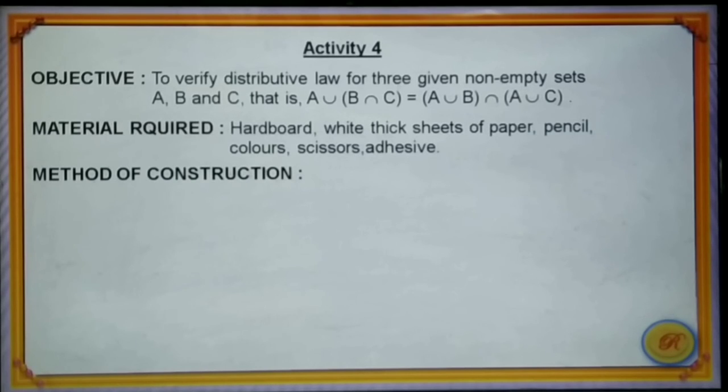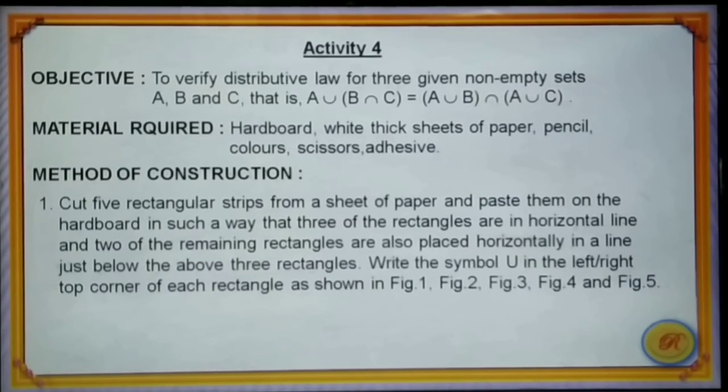Method of construction: cut 5 rectangular stripes from a sheet of paper and paste them on the hardboard in such a way that three of the rectangles are in a horizontal line and two of the remaining rectangles are also placed horizontally in a line just below the above three rectangles. Write the symbol U in the right top corner of each rectangle as shown in figure 1, figure 2, figure 3, figure 4 and figure 5.